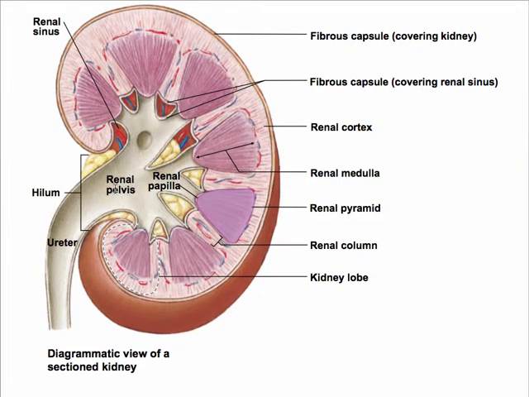So the pelvis is part of the drainage system. The pelvis is sitting in an area that we call the renal sinus. So underneath the medulla, we have a space. Think of it as a hollow hole where the ureter is going to be coming in, and where we have the vasculature coming in. So a sinus means a space.